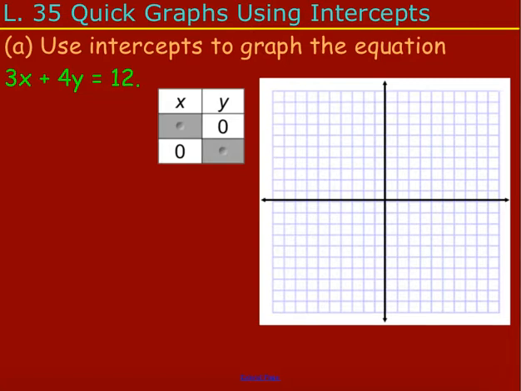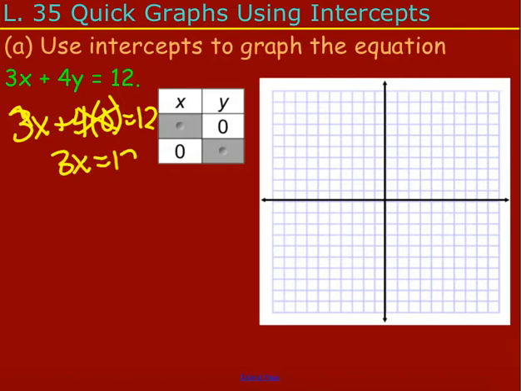Let's plug in y for 0, and we say we have 3x plus 4 times 0 equals 12. We leave x as x, but we put in y as 0. And we say, okay, if 4 times 0 is 0, that just goes away, and we have 3x equaling 12. We divide by 3 on each side and get that x is 4. And that's exactly what we see in this table. We say that x is 4.